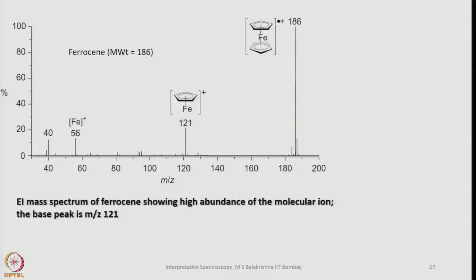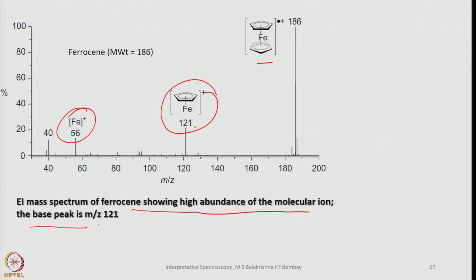So here I have shown ferrocene. The ferrocenium cation is there, a radical. And then here we have the loss of one C5H5. We get this one, and eventually the other Cp group is also lost to get Fe+. This is pretty simple. The EI mass spectrum of ferrocene shows high abundance of the molecular ion. The base peak is 121 here. This one accounts for CpFe+.